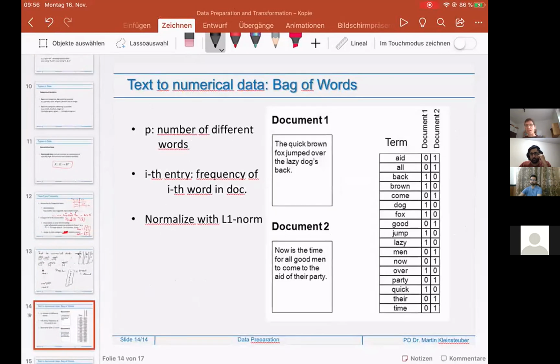So let's look at this example here. You have 2 documents, like 2 texts. Document 1: the quick brown fox jumped over the lazy dog's back, and document 2: now is the time for all good men to come to the aid of their party. So this is just 2 random texts.